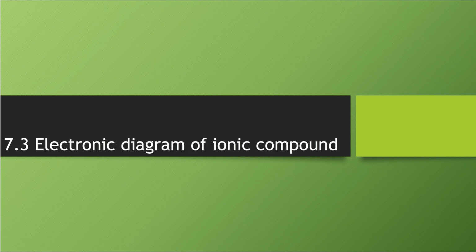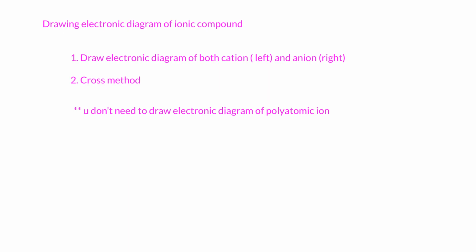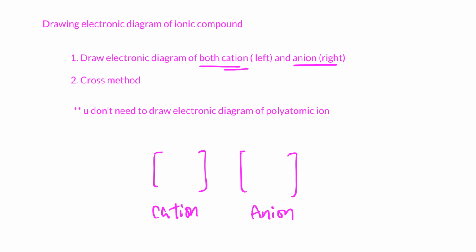In this video we're going to talk about how to draw the electronic diagram of an ionic compound. To draw the electronic diagram, first of all you have to draw the electronic diagram of both the cation and the anion together. Remember, the cation will always be on the left, while the anion will be on the right. So you have to draw the cation and anion individually first, okay?